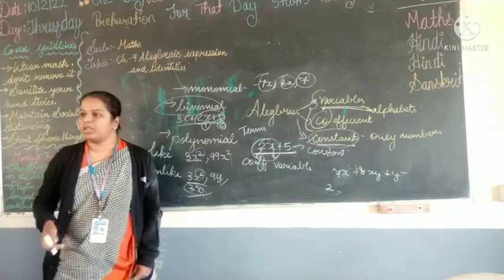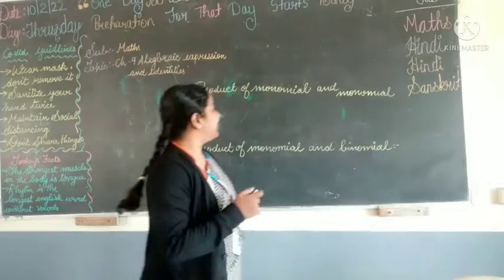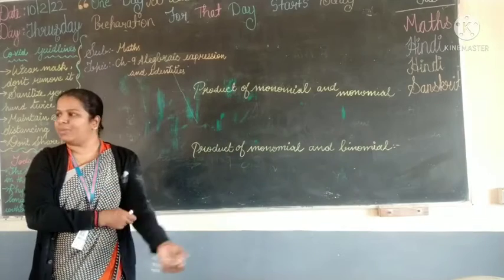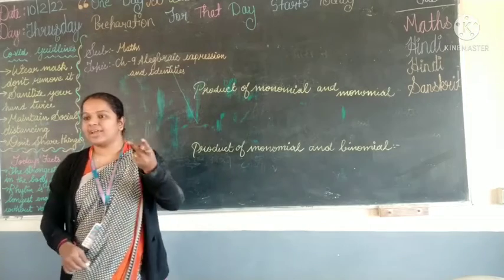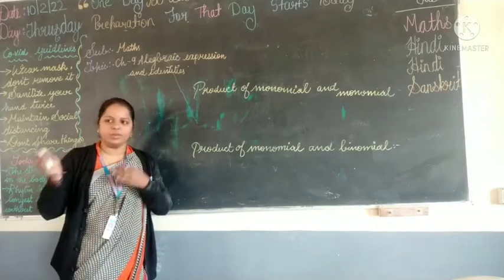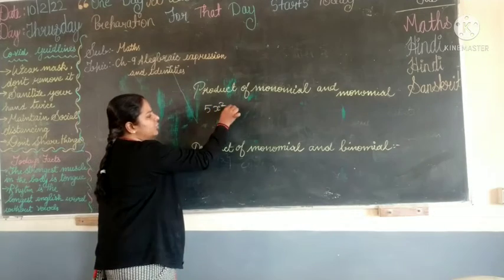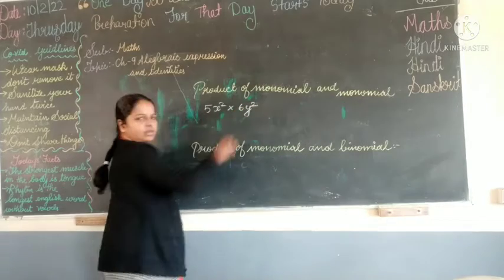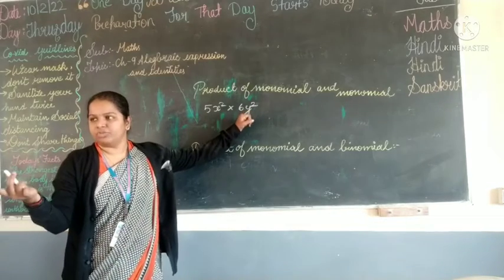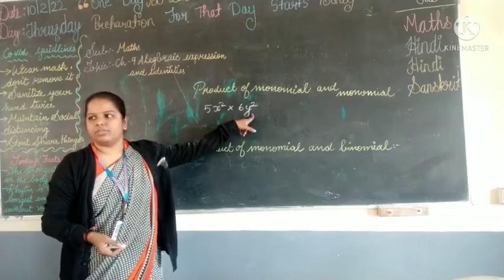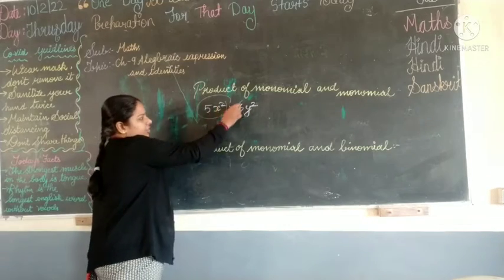Now let's learn about the product of monomials and binomials. Product means multiplication, which we already know. When you multiply two monomials, we get the answer also as a monomial. For example, 5x square into 6y square. Each of these is a monomial, so do not get confused: a number and variables together all come in one term.